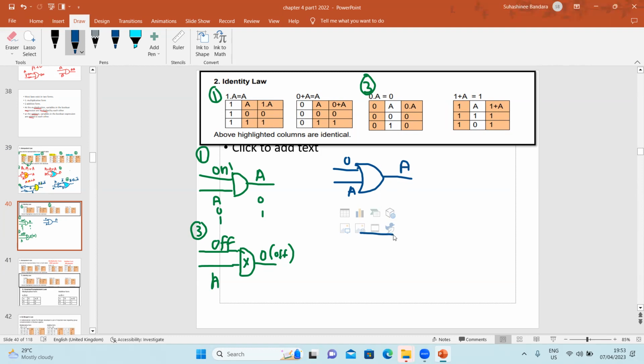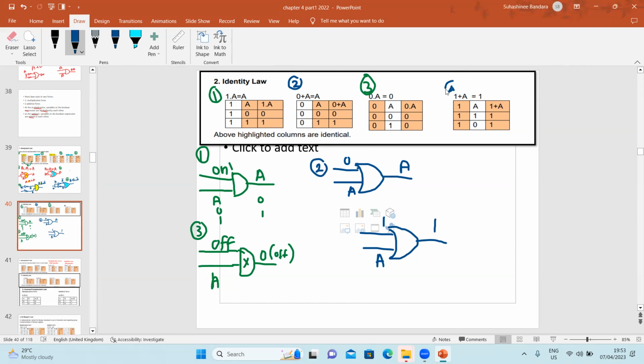Next one, 1 going through A, addition, 1 plus A. Whatever value A contains, the output will be A. Sorry, the output will be 1. Input is 1, therefore output should be 1. So this is the second one. And the law name is identity law. This is the fourth.